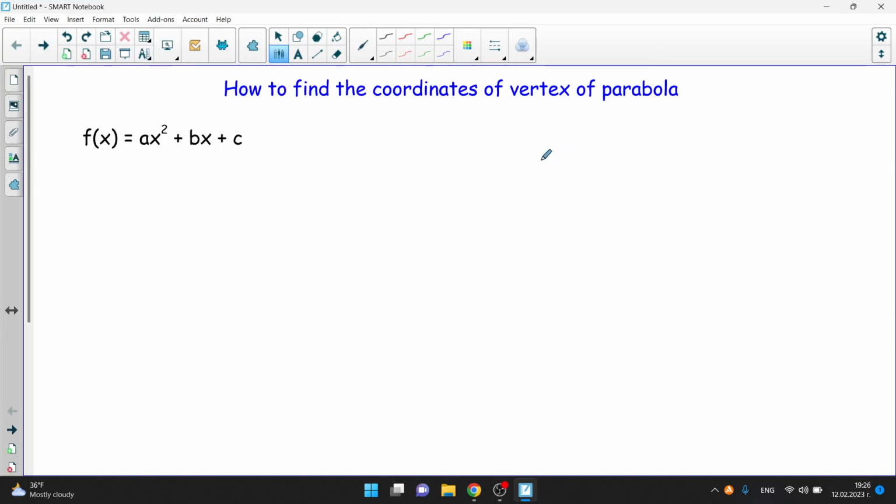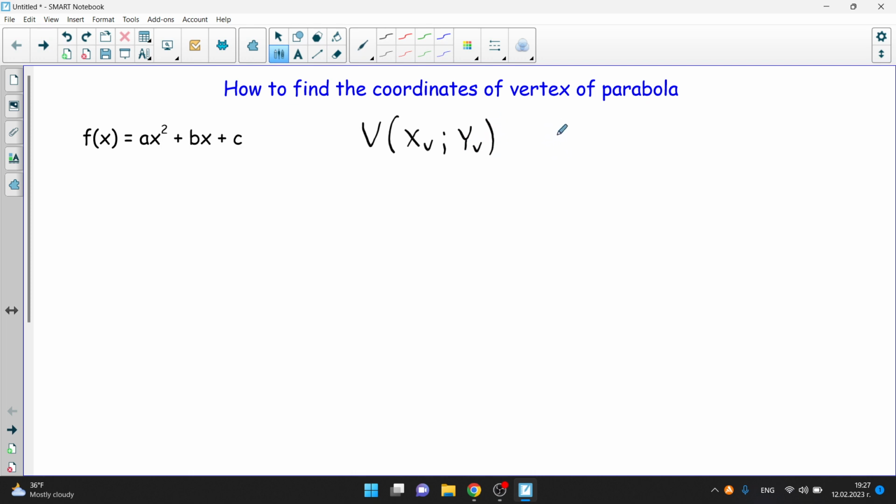Hello, today we learn how to find the coordinates of the vertex of a parabola. A parabola is the graph of a quadratic function of this type. A parabola has just one vertex with coordinates xv and yv.